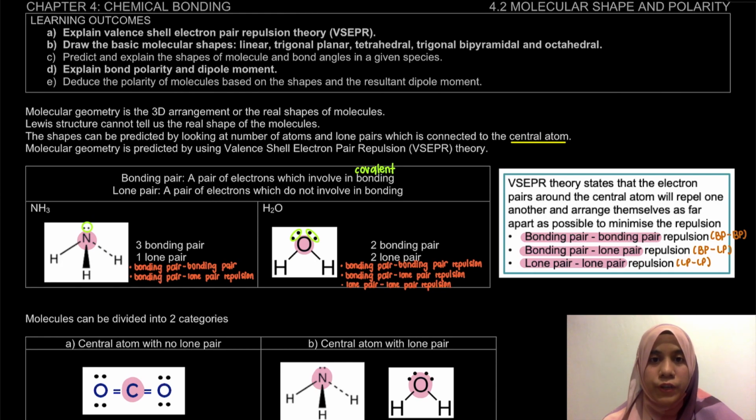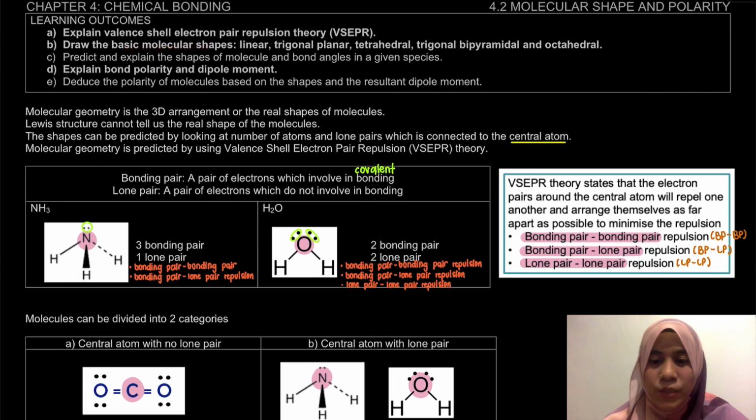This video we're not going to learn anything new. It's just a revision, a continuation of what we have learned last week. Last week we learned to draw the basic molecular shapes: linear, trigonal planar, tetrahedral, trigonal bipyramidal and octahedral. So what does it mean here by basic molecular shape?